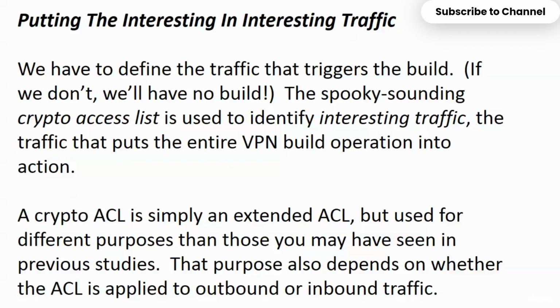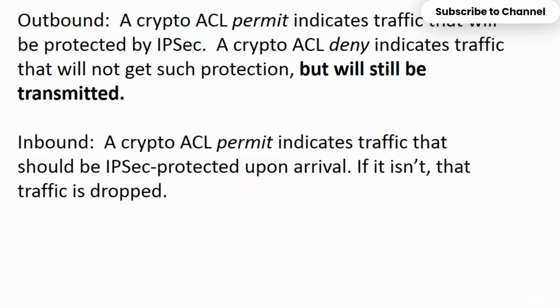The purpose of the crypto ACL depends on whether the ACL is being applied to outbound or inbound traffic. These are very important roles. For outbound traffic, a crypto ACL permit indicates traffic that will be protected by IPSec. A crypto ACL deny applied to outbound traffic indicates traffic that will not get IPSec protection, but it will still be transmitted. And I say it like that because it's so easy: your mind's eye sees a deny, and it's like, okay, that traffic's not going out. We know better. The traffic's still going out. It's not being denied transmission. It's being denied IPSec protection. That's what we're talking about here with a crypto ACL.